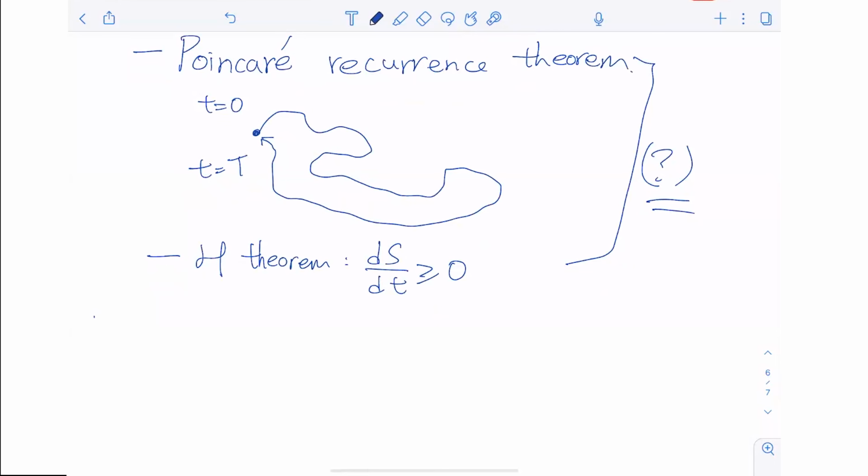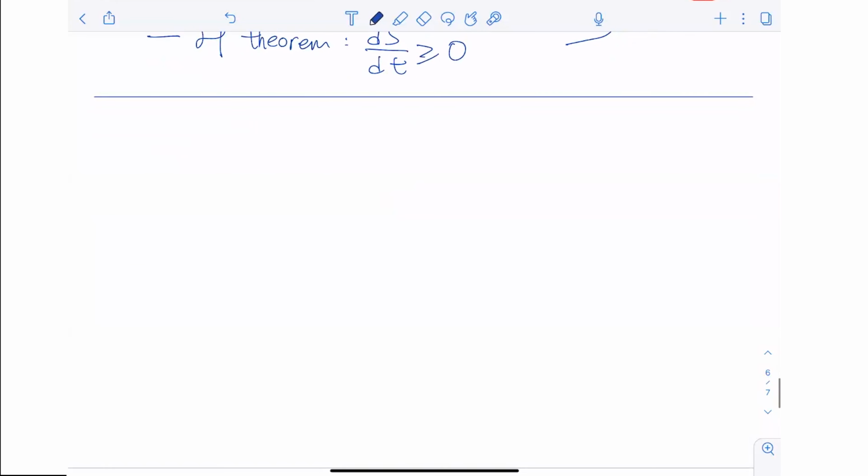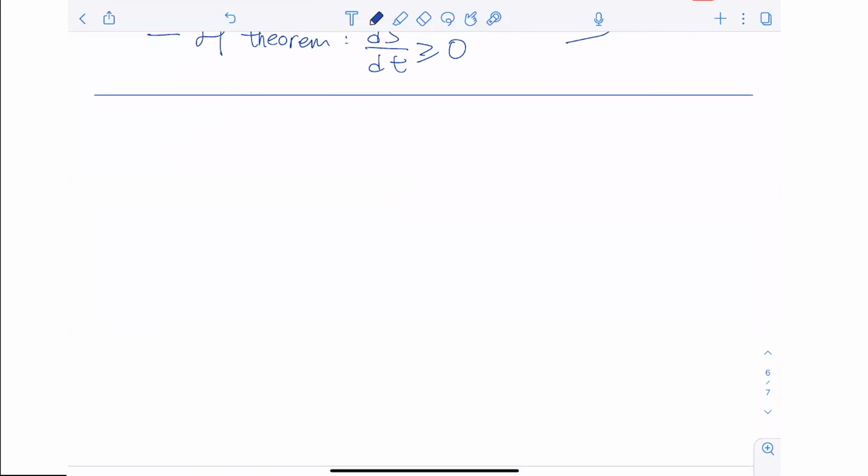So I think there are a lot of interesting fundamental questions about statistical mechanics, but unfortunately this is statistical mechanics 1, so I'm not going to talk too much about that. Okay, good.